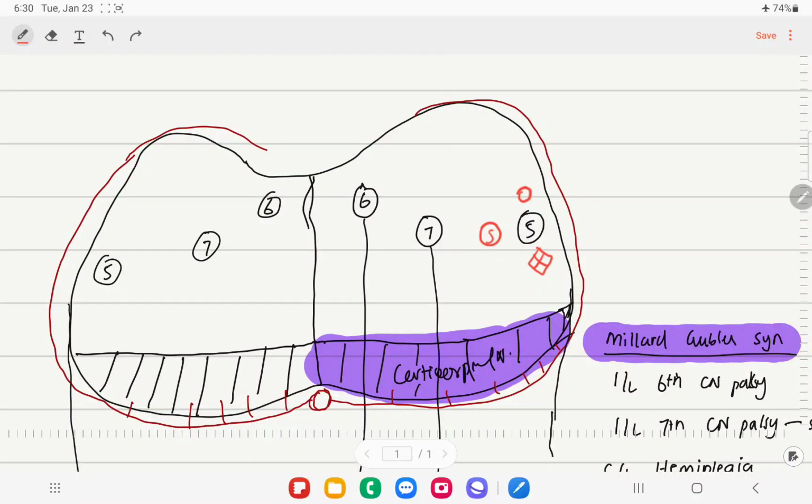Bismillahirrahmanirrahim. So we're going to discuss the syndromes related to the pons and medulla today. In the last video, I went through the syndromes related to the midbrain, right? So let's go through the syndromes related to the pons.